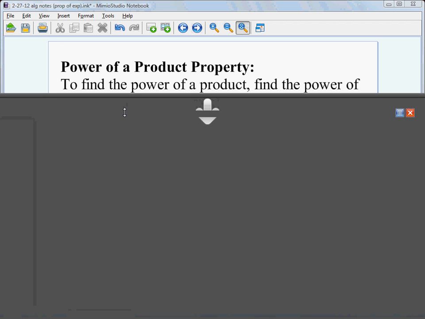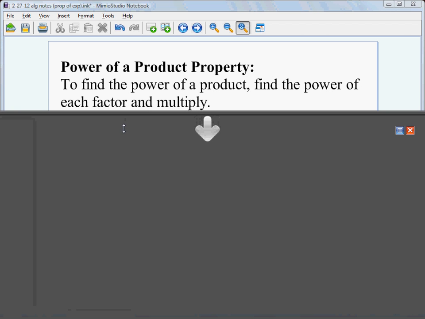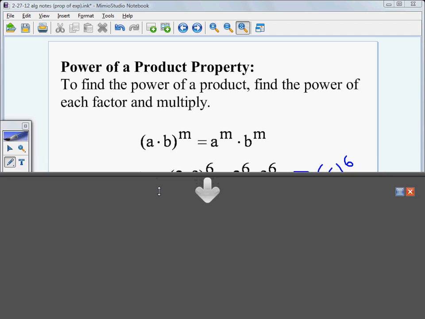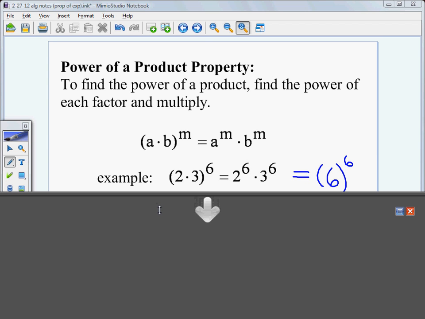Okay, power of a product. To find the power of a product, you find the power of each factor and multiply. So in this one we have 2 factors, a and b, a times b, all raised to the m power. We could take a and raise it to the m power, and take b and raise it to the m power, and then multiply. So the example, 2 times 3 raised to the 6th power. We can do 2 to the 6th power, and then multiply that by 3 to the 6th power.